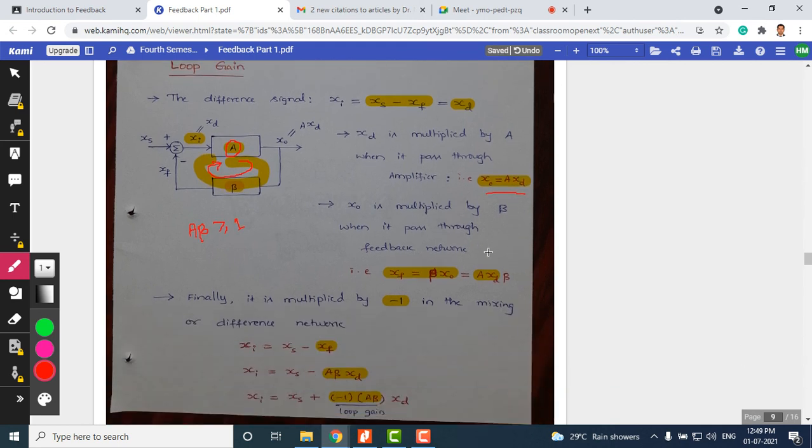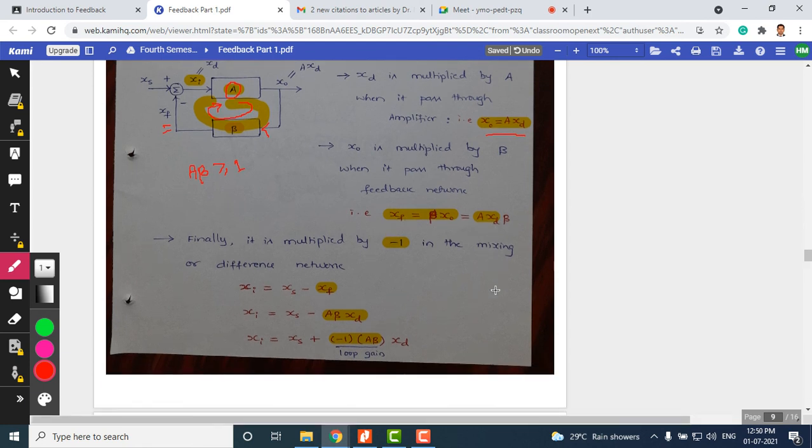Okay. x naught is now multiplied by beta. If you look at the beta network here, the output x naught is multiplied by beta when it passes through the feedback network. There is a reverse transmission path here. So you get xf equal to beta times x naught, and now you can substitute x naught as A times xd, and the final equation for xf is A xd times beta.